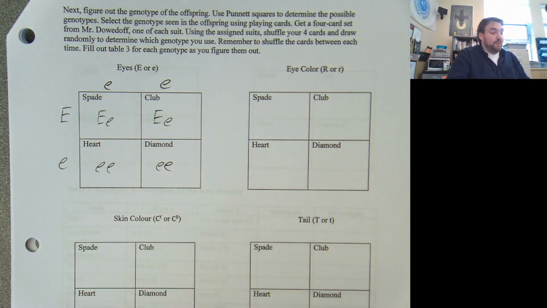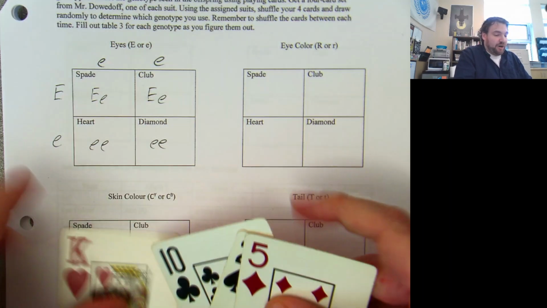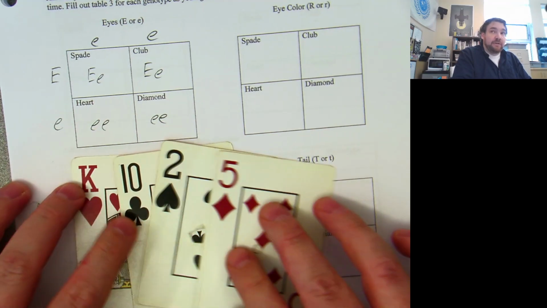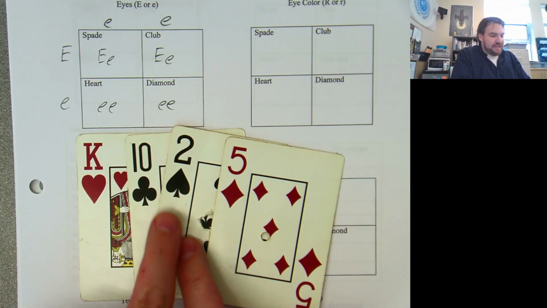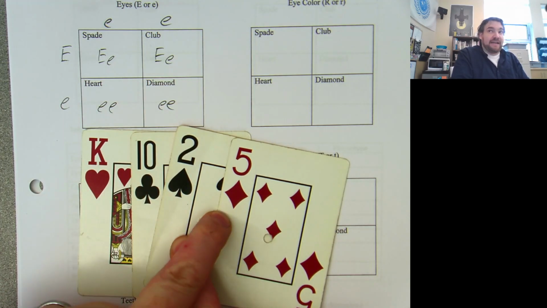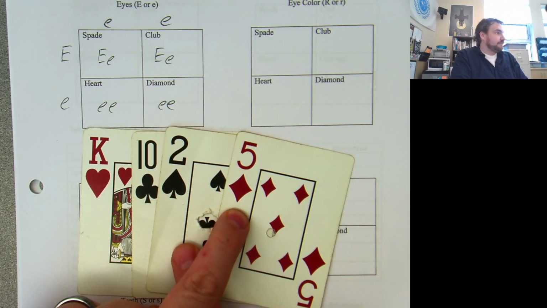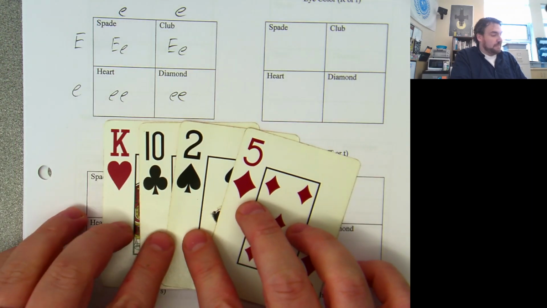So what you're going to do when you're determining the genotype is come to me, and I've got a deck of cards. You're going to get 4 cards. Number doesn't matter, only the suits matter. We've got a spade, for those of you who've never played cards. That's a spade, that's a club, that's a heart, that's obviously a diamond. Spade, club, heart, diamond.